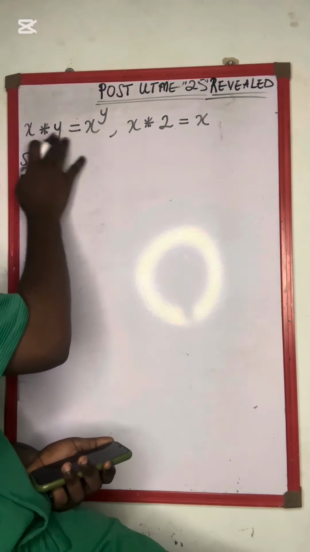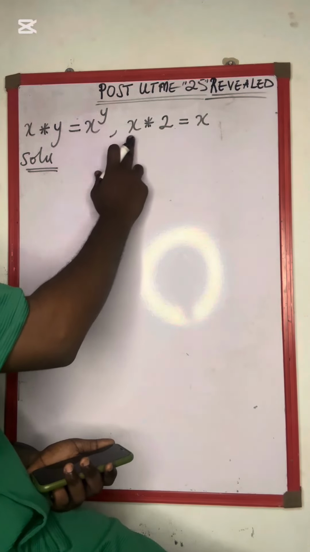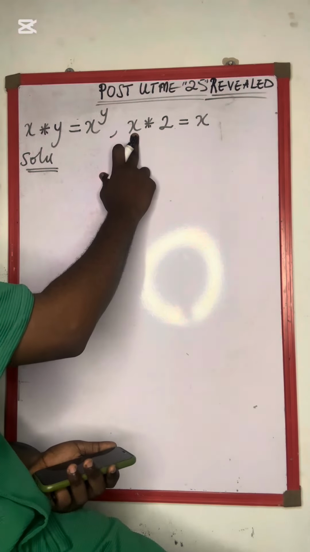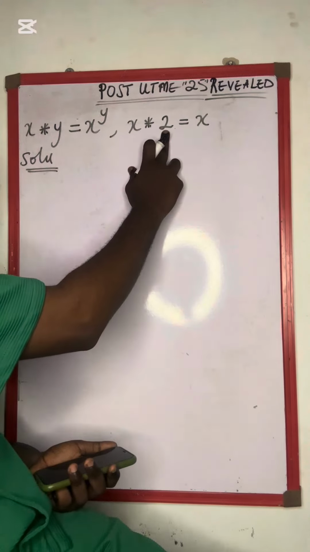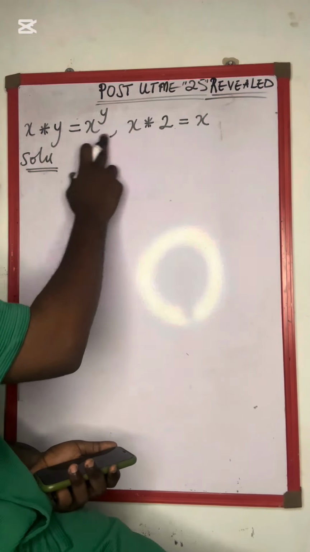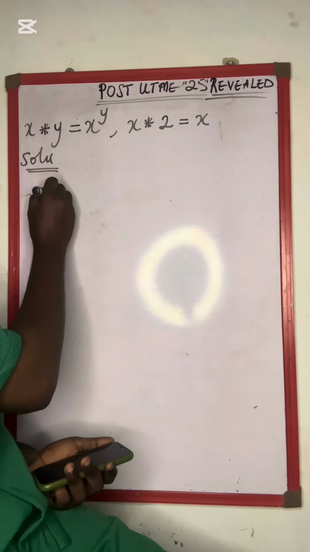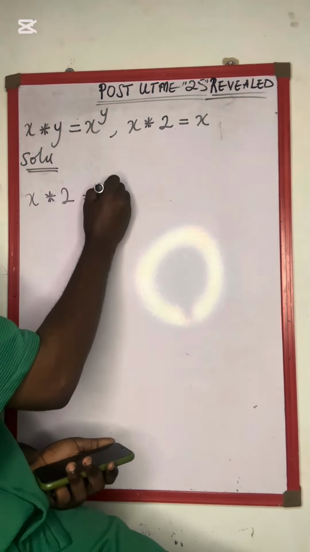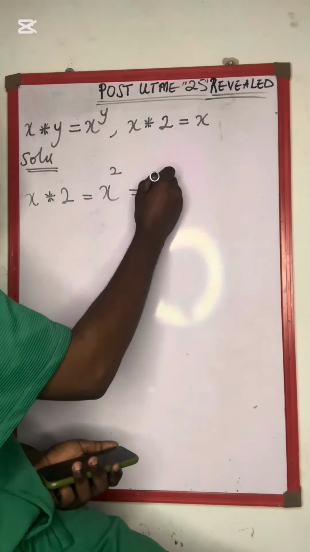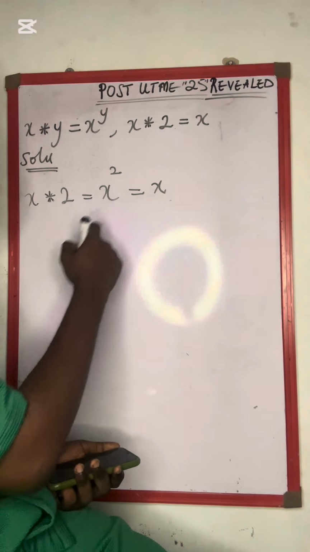Observe, they gave us the equation as x operation y equals x to the power of y. And now we're given x operation 2. x is the same as x, therefore y should be 2. Anywhere you see x, leave it as x. Anywhere you see y, leave it as 2. So we then have x operation 2 equals x squared. But it is also equal to x from the pattern given to us. So we have x squared equals x.